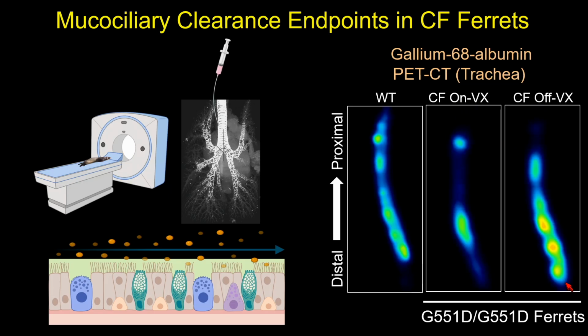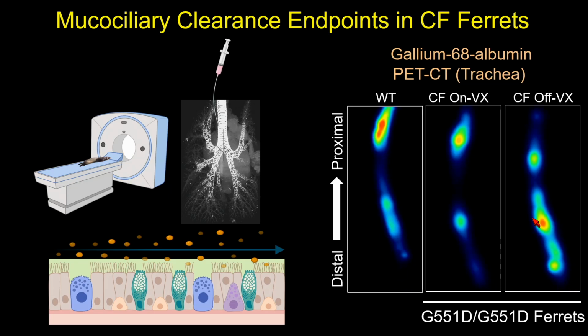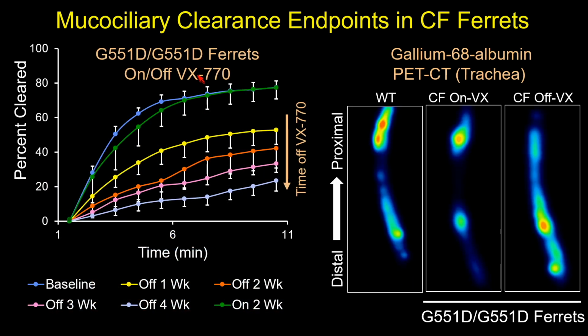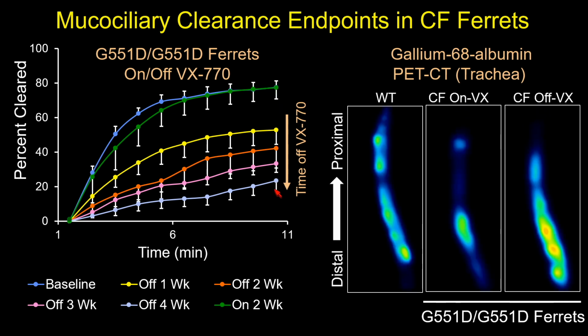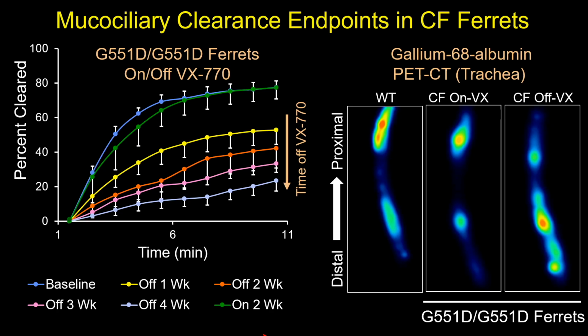These are ferrets off VX770, so CF ferrets in this latter two group. And if one quantifies this as the percent cleared, you can see baseline starts up here in blue, and over time of removal of VX770, you lose clearance. You put the animals back on, 2 weeks later, it's back up to wild type.